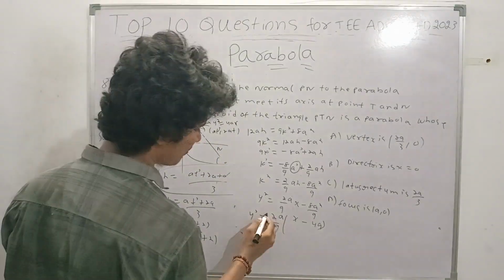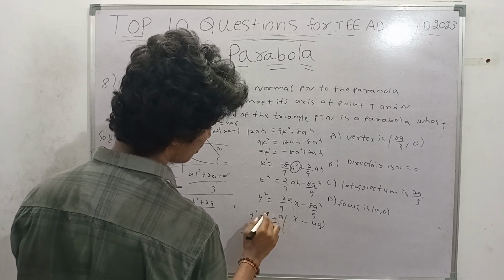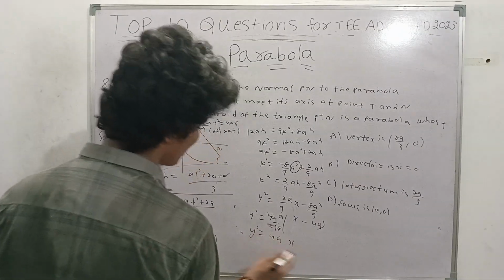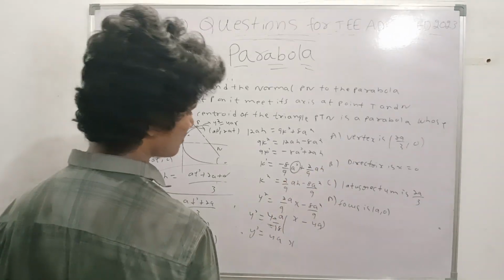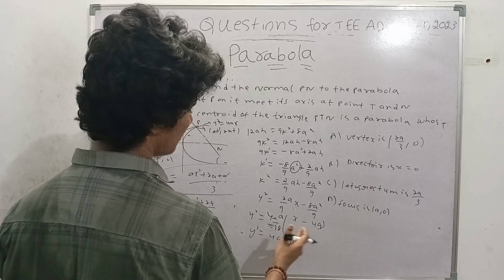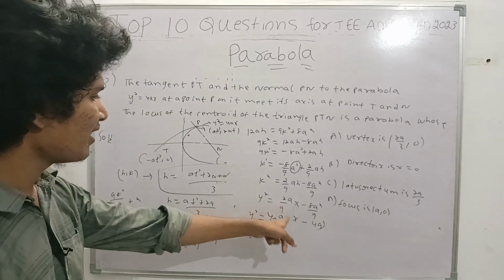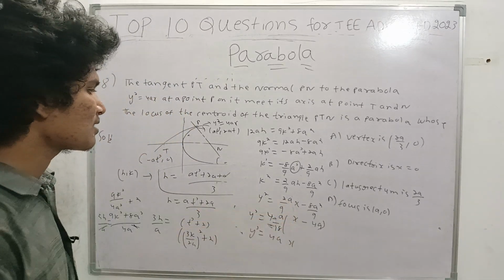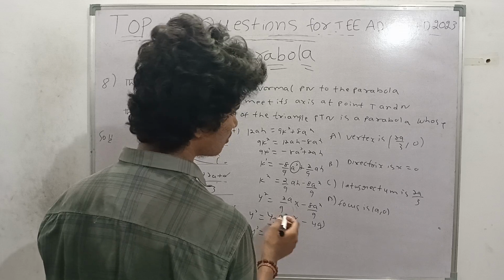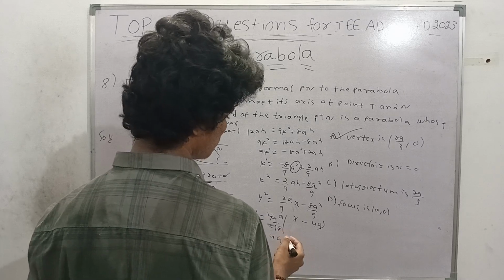So this is the thing, and I can multiply by 2 and divide by 2 here, so it will be 4 into a by 6. So this is the type of parabola, y square equal to 4ax. Now they are asking what the vertex is. When I take common 2a, yes, it is correct. The vertex is 2a by 3, 0.